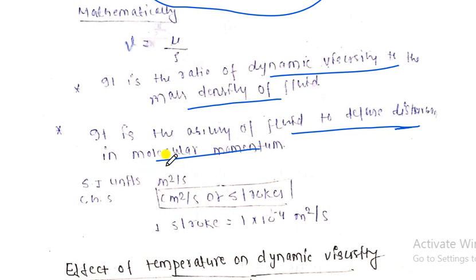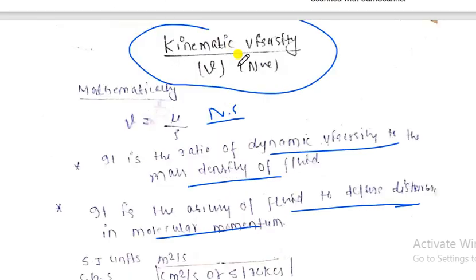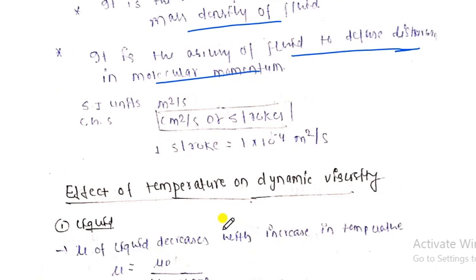Now the SI unit of kinematic viscosity. The unit of dynamic viscosity is Newton second per meter square, and the density unit is kilogram per meter cube. So ultimately we get the SI unit of kinematic viscosity, which is meter square per second.